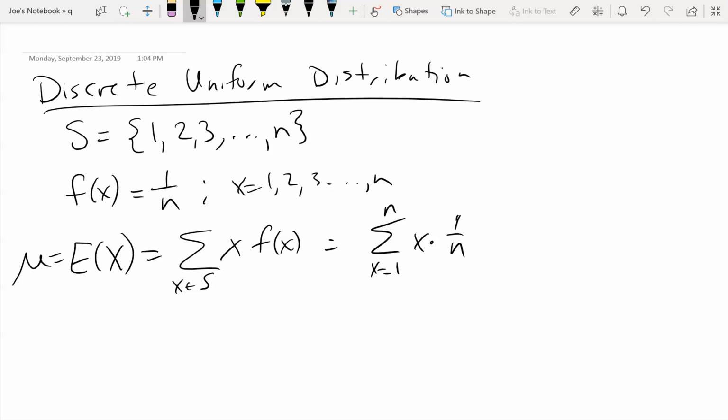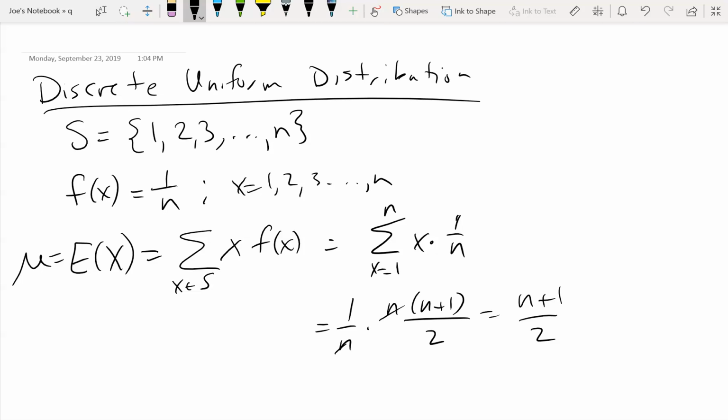As far as the sum is concerned, what's changing? The x is changing, so that 1 over n is just a constant. What can I do with the constant? Put it up front. And do we have a formula for the sum of the first n positive integers? n times n plus 1 over 2. So you get the 1 over n pulled out in front, multiplied by n times n plus 1 over 2, and then your n's will cancel, and you'll just get n plus 1 over 2.